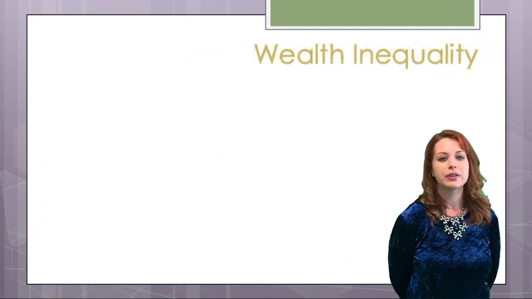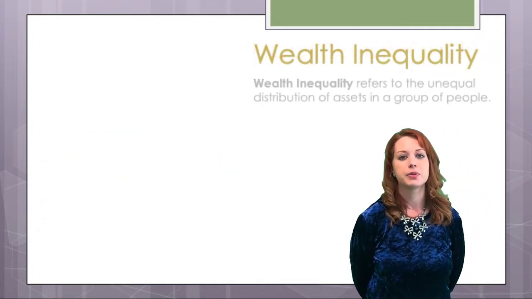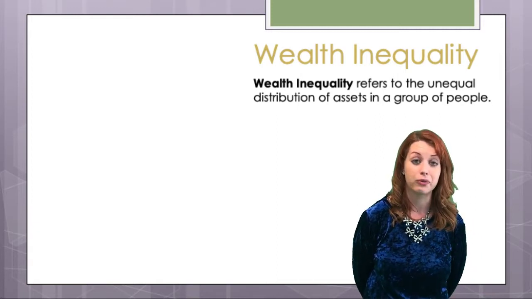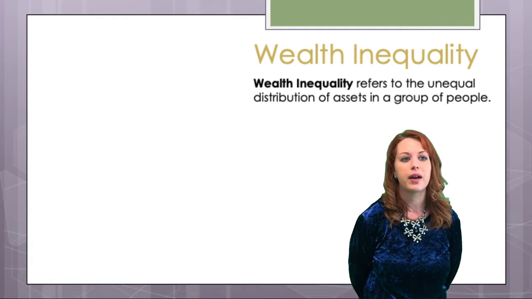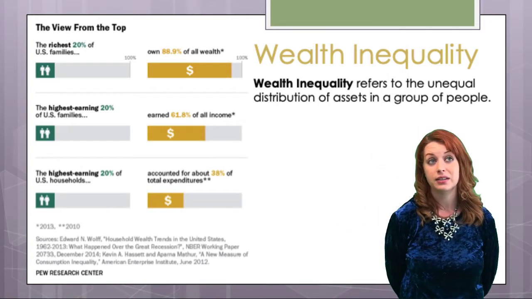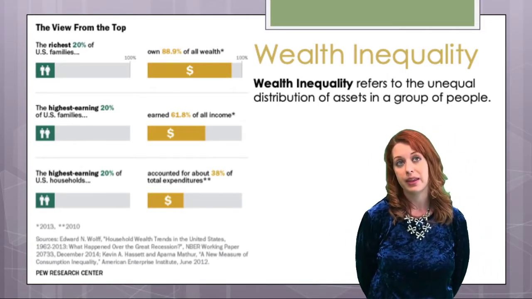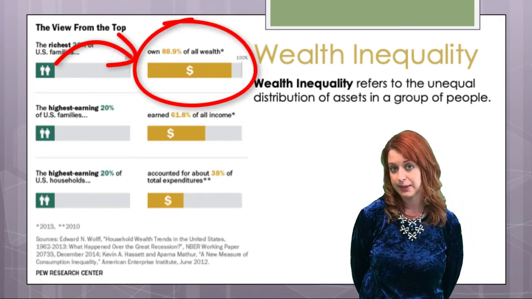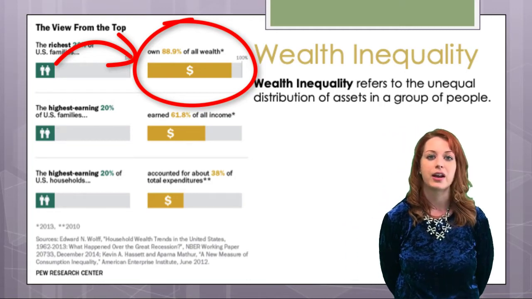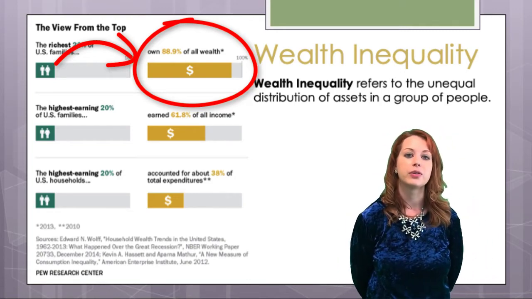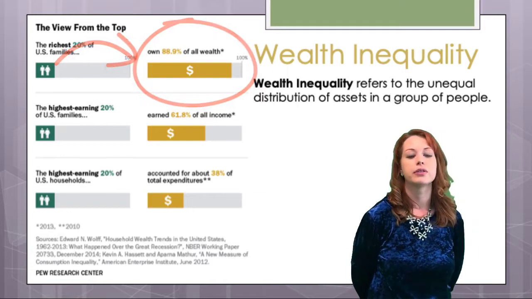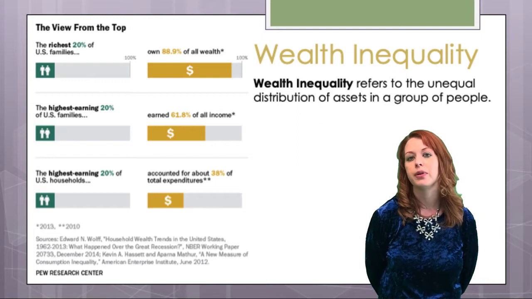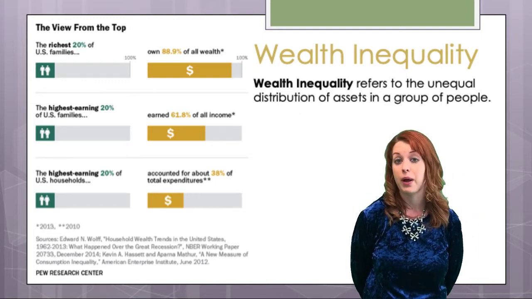Wealth inequality, however, is even more striking, as the gaps between those who have the most wealth and those who have zero or even negative wealth. So according to this graph, in 2013, the richest 20% of families own almost 90% of all the wealth in the United States. So that is quite a staggering number. Remember, wealth is your assets, your savings, your investments, your retirement accounts. So there's quite a few people in the United States that have zero wealth.